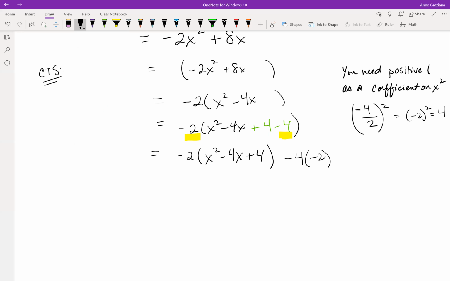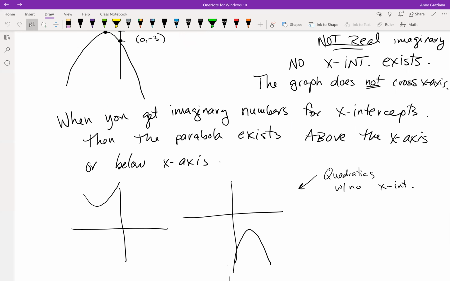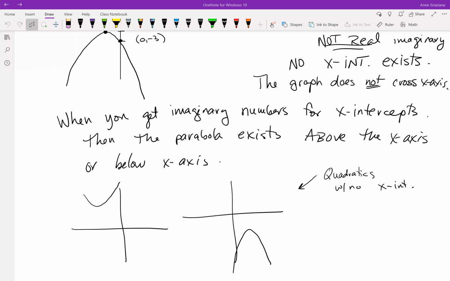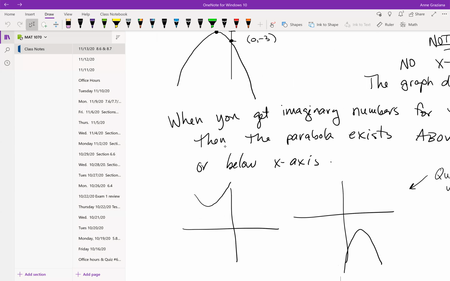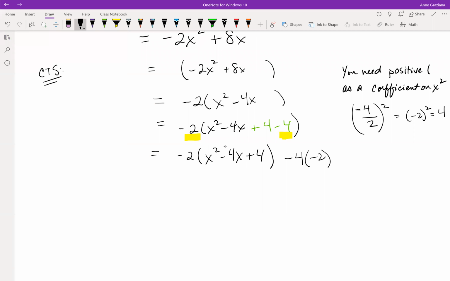Why is it doing that? I'm sorry, you guys. I don't know if it's OneNote acting up or if it's my laptop, but it is being very bratty, to put it nicely.